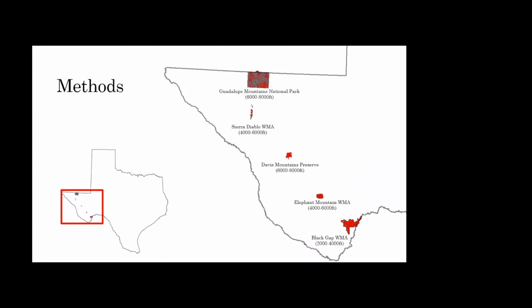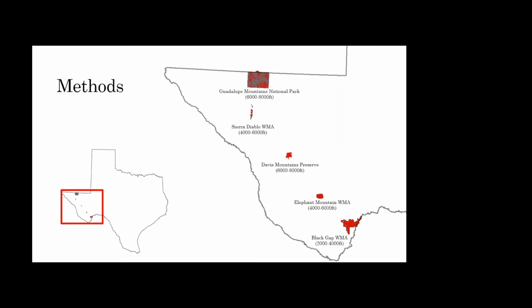To investigate how corticosterone levels change along elevation gradients, we sampled across various elevations in West Texas. We have 3 different elevation gradients ranging from low to high. At low elevation, we sampled at Black Gap Wildlife Management Area, which ranged from 2,000 to 4,000 feet.